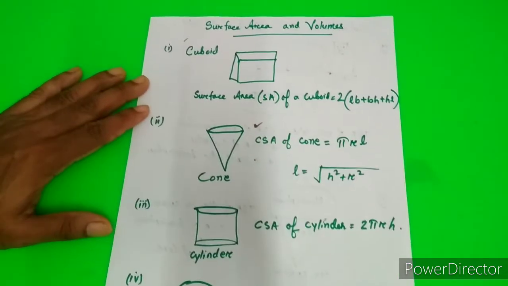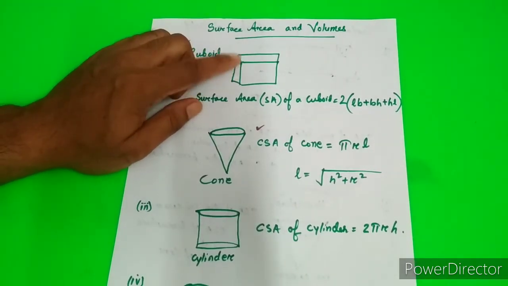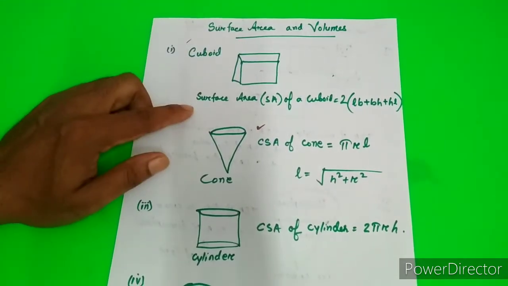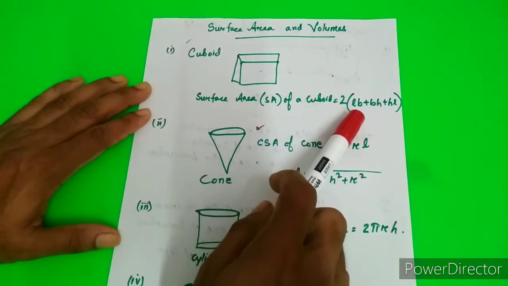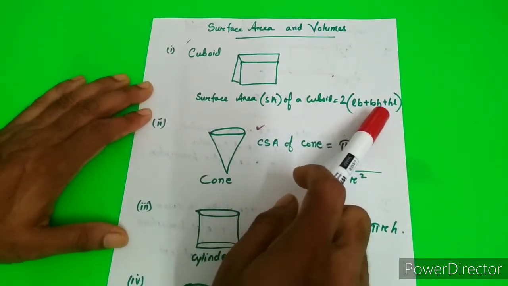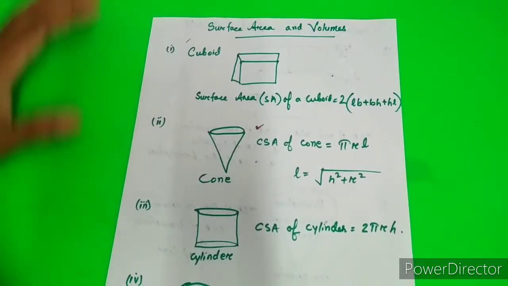The first is the cuboid. When we talk about a cuboid, you can see it is in this form. Now, the surface area of a cuboid is 2 into (LB plus BH plus HL), that is, length into breadth, plus breadth into height, plus height into length. That's the surface area of a cuboid.